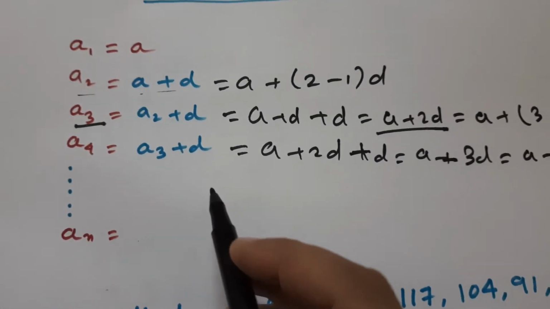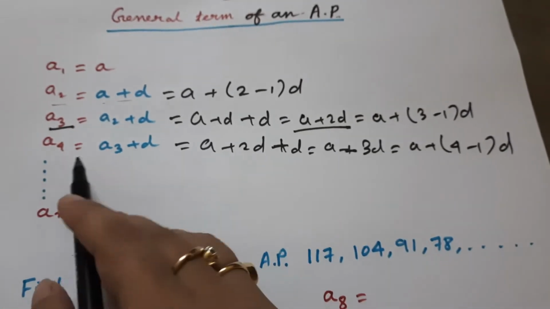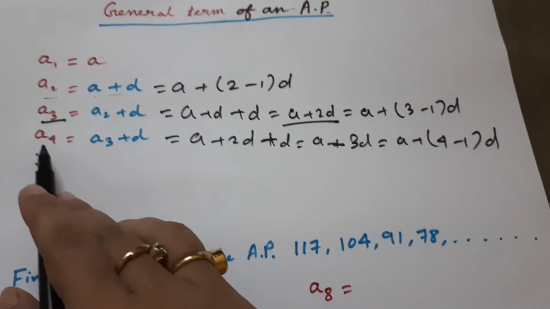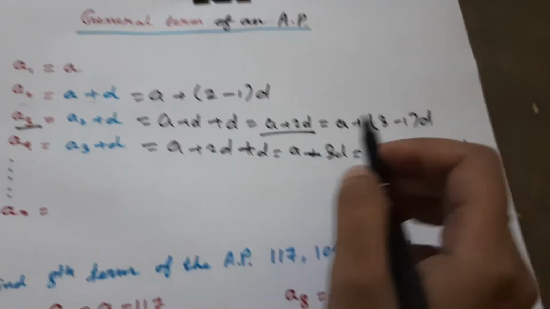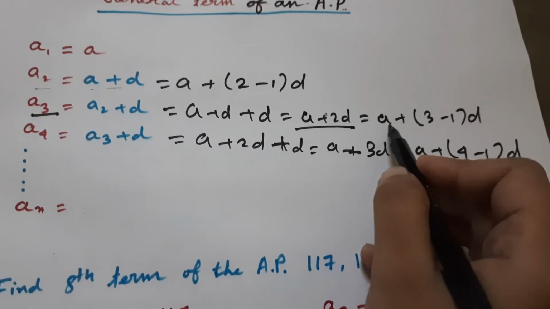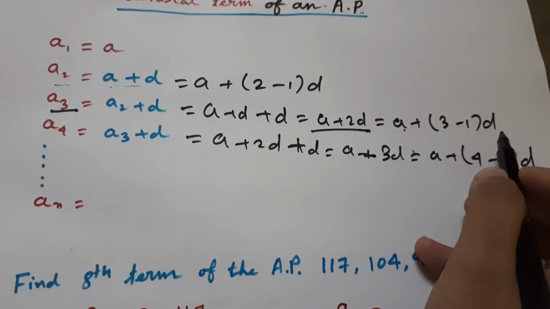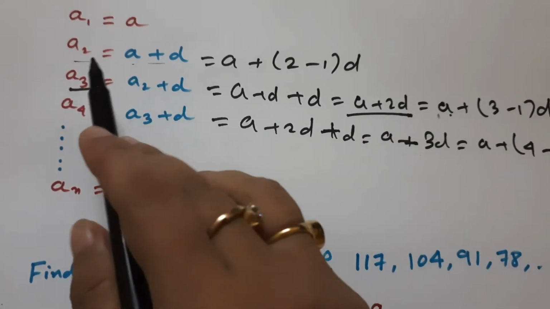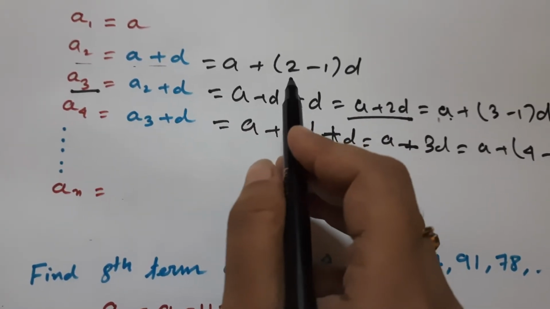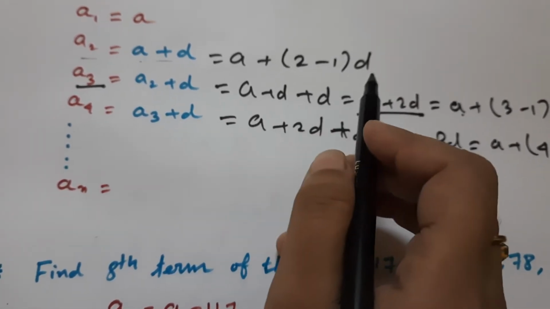So if we observe the pattern, A4 equals A plus (4 minus 1) into D, that is, the fourth term equals the first term plus (4 minus 1) into D, and A3 equals A plus (3 minus 1) into D, that is, the third term equals A plus (3 minus 1) into D. Similarly, the second term equals A plus (2 minus 1) into D, that is, first term plus (2 minus 1) into the common difference.